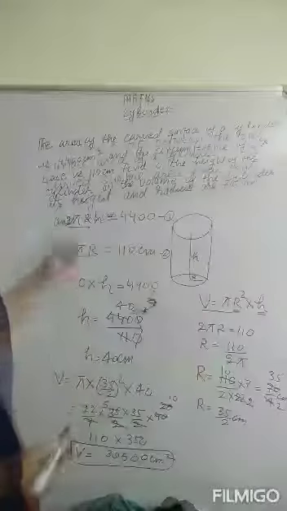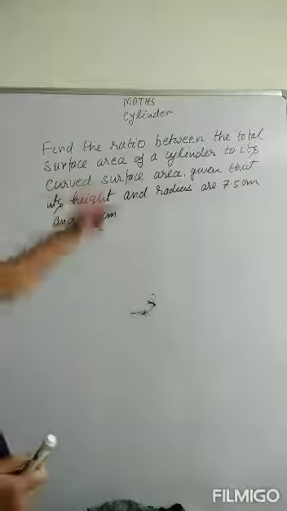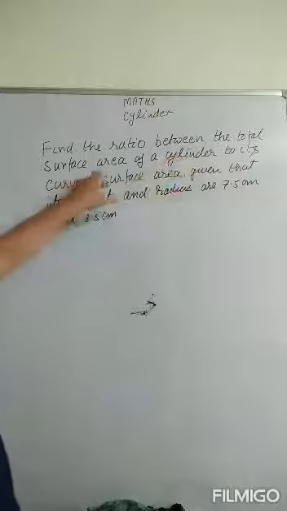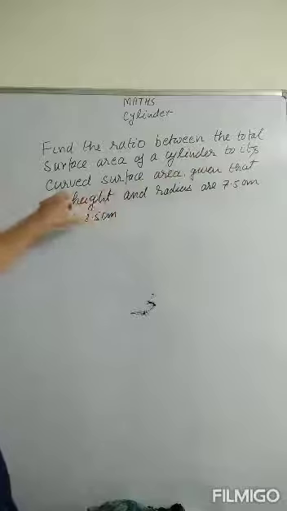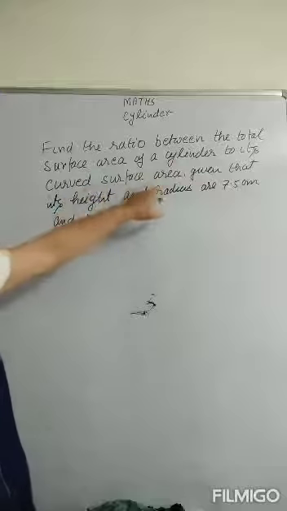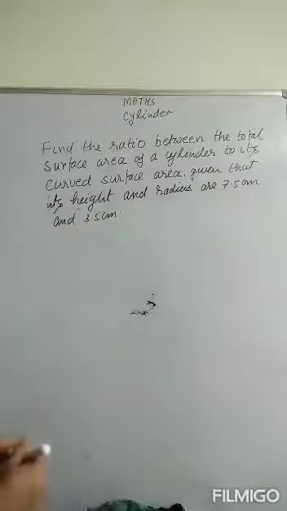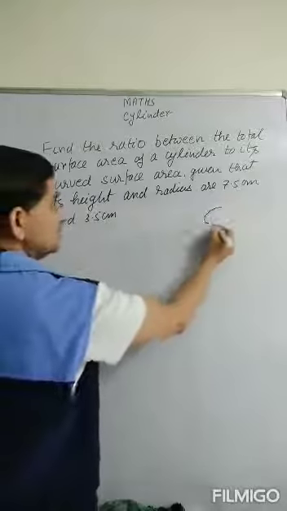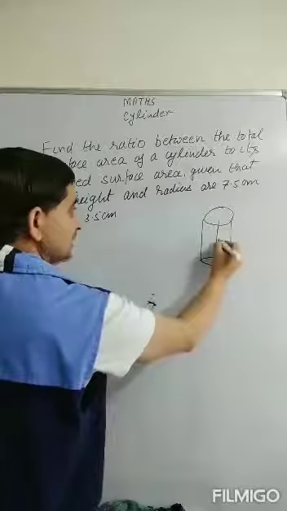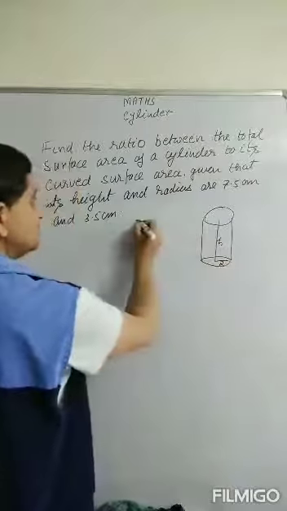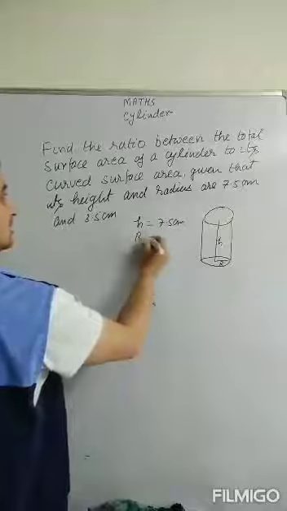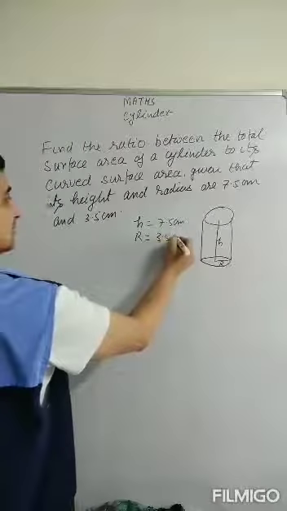Okay, let's do one more question based on cylinder. Now suppose this is the question: find the ratio between the total surface area of a cylinder to its curved surface area. You have to find the ratio between what? Total surface area and curved surface area, given the height and radius. Suppose this is a cylinder and its height is h and its radius is r. The height is given 7.5 centimeters, and its radius is given 3.5 centimeters.